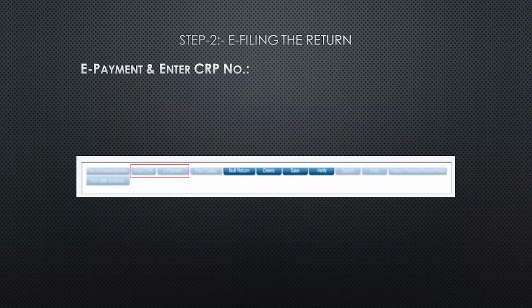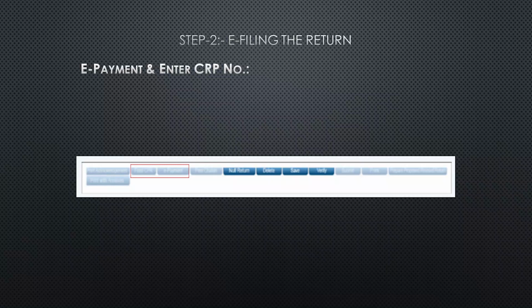E-payment and enter CPR no. If there is some amount in the Net Tax Payable field code 99,991, you will need to pay this amount before submitting your return. There are two ways to make the payment against the return. 1. E-payment. If there is some net tax payable against your return, the button E-payment will be enabled. Click the button and follow the instructions to create an e-payment.